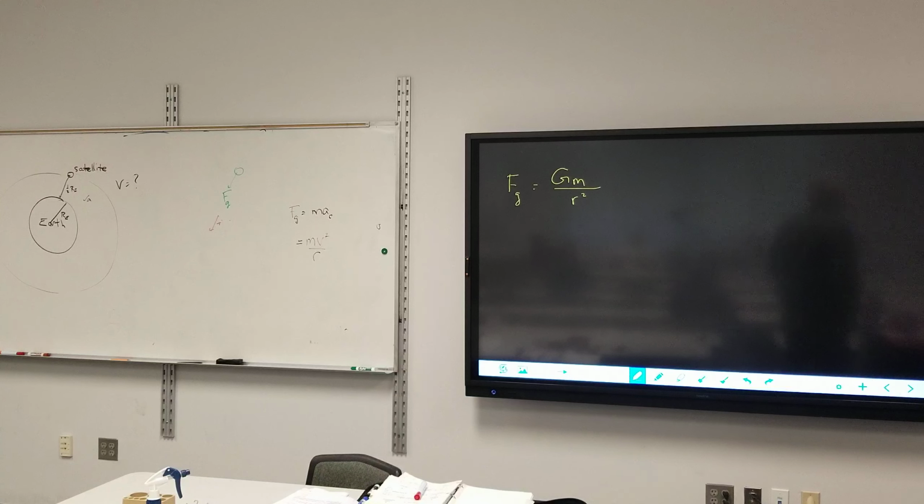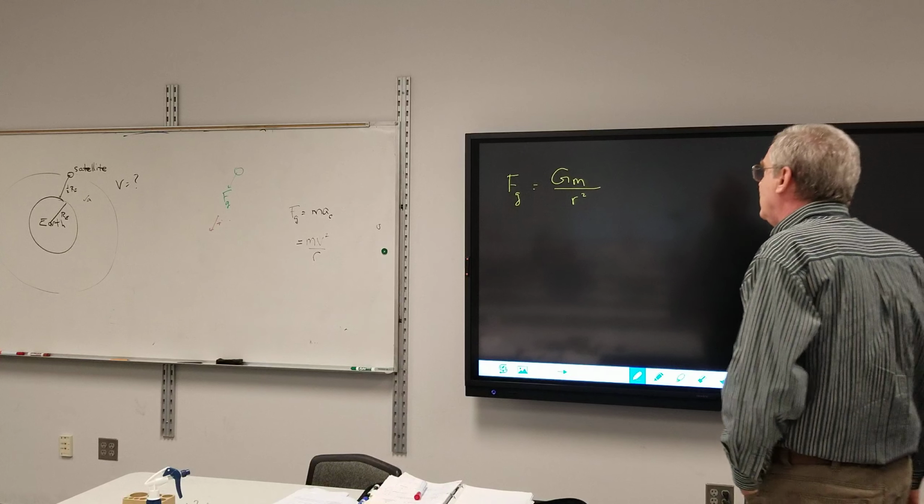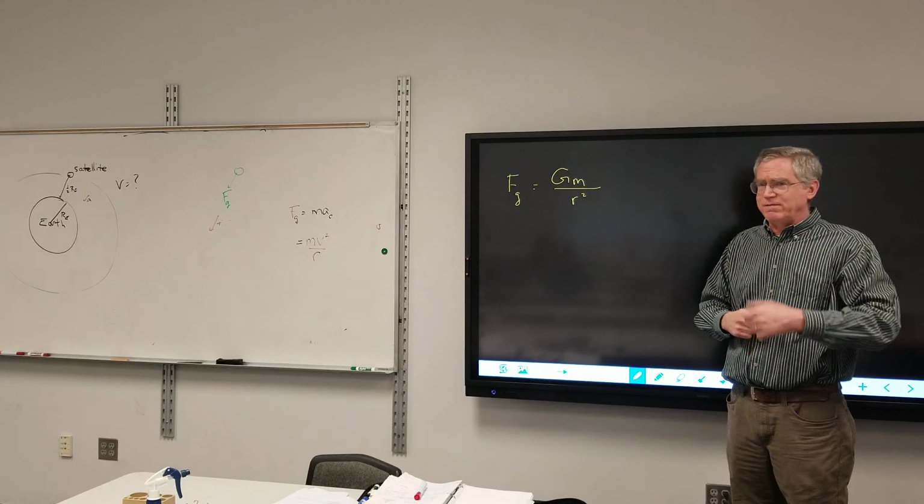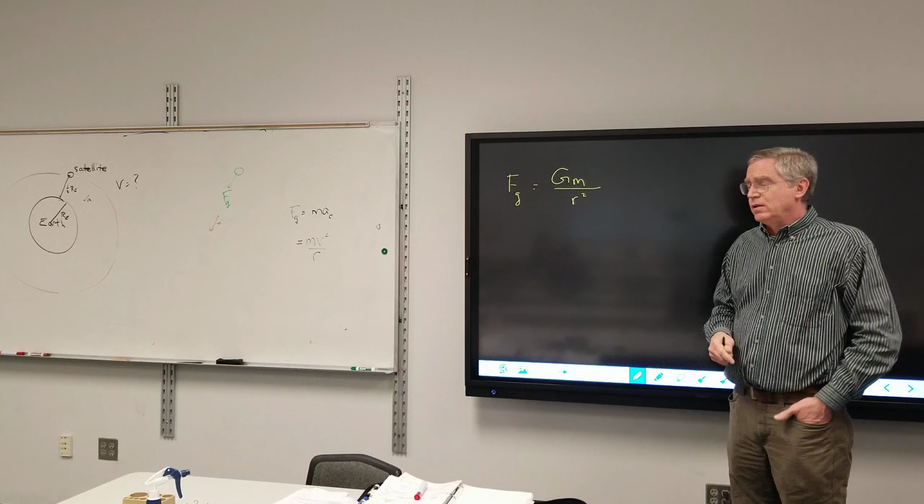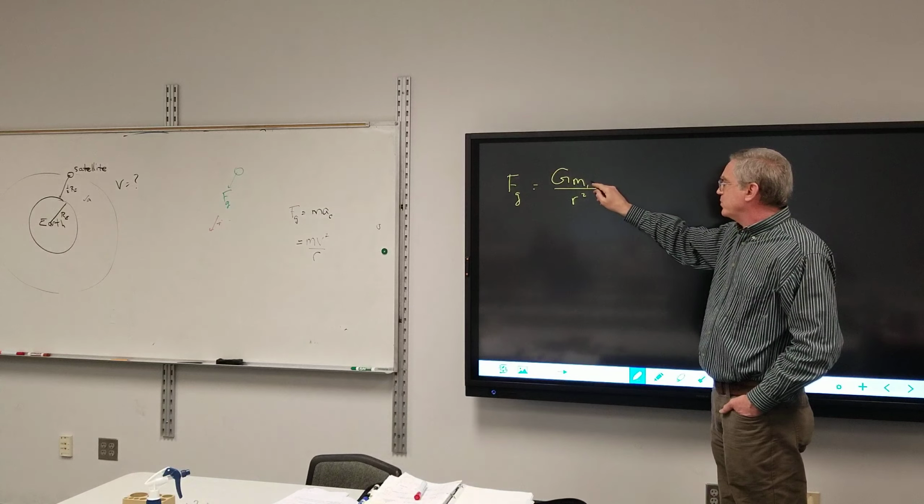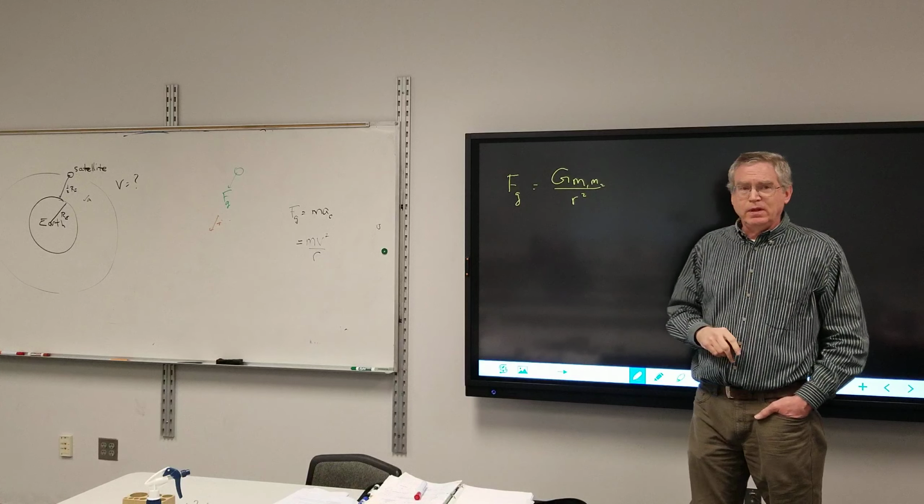Because from Newton's third law, the magnitude of the force between two objects is the same. So the force that the Earth pulls down on the satellite is the same magnitude of force that the satellite pulls up on the Earth. If I flipped the two objects in space, that force should not change. So this depends upon both masses. So mass 1, mass 2 generally.